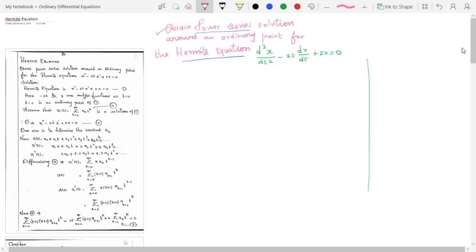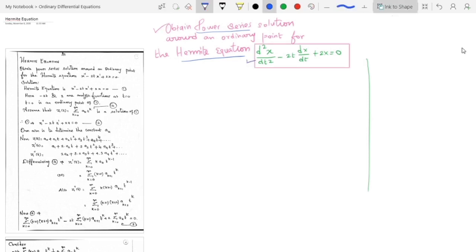Hello guys, from this lecture we are going to obtain the power series solution around an ordinary point for the given Hermite equation d squared x by dt squared minus 2t dx by dt plus 2x equal to 0. We can rewrite the same equation as x double dash minus 2t x dash plus 2x equal to 0.